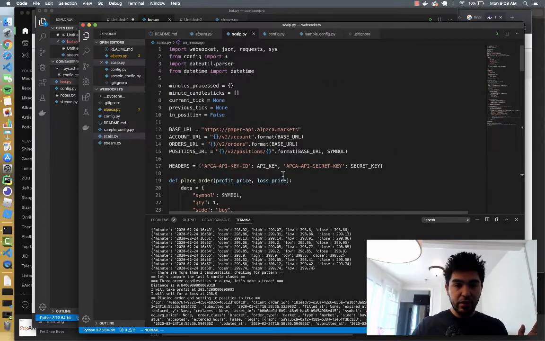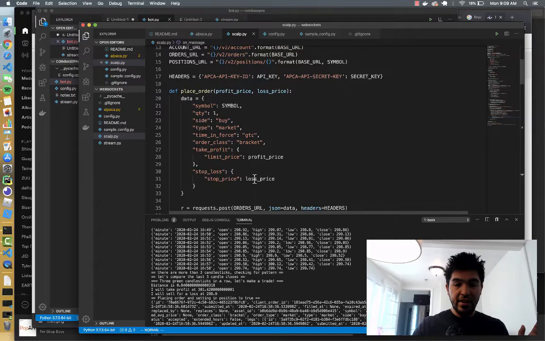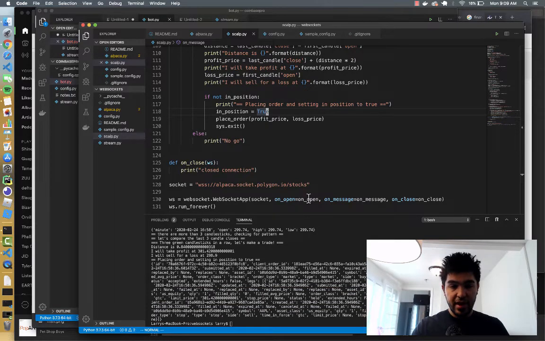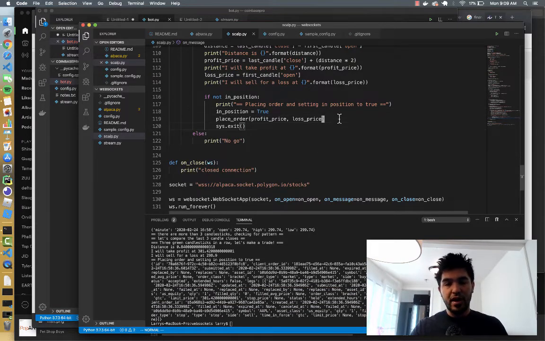I put it at the top here, so I have a place order. And then I just send the profit price and the loss price that we calculated. And then I submit the order. And so you see we got a response, and then I just exited the program at that point. And I'm going to clean up this code and post it in a little while.